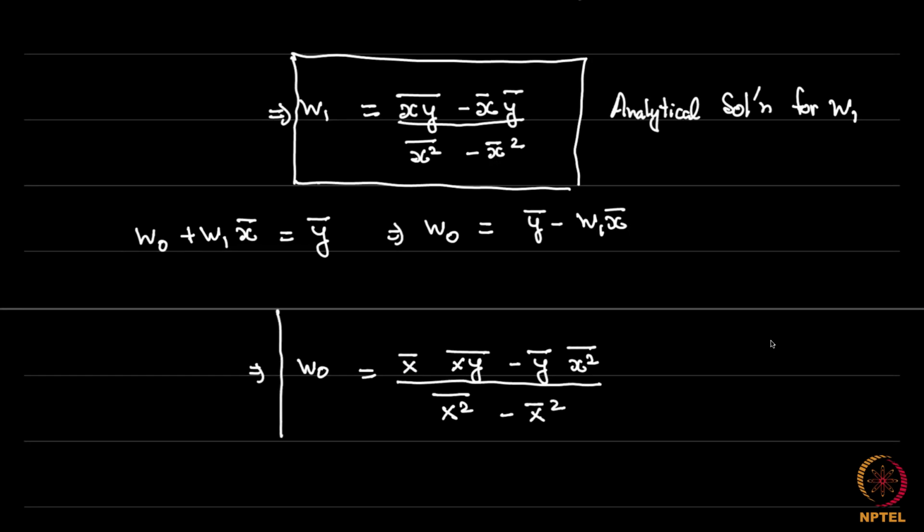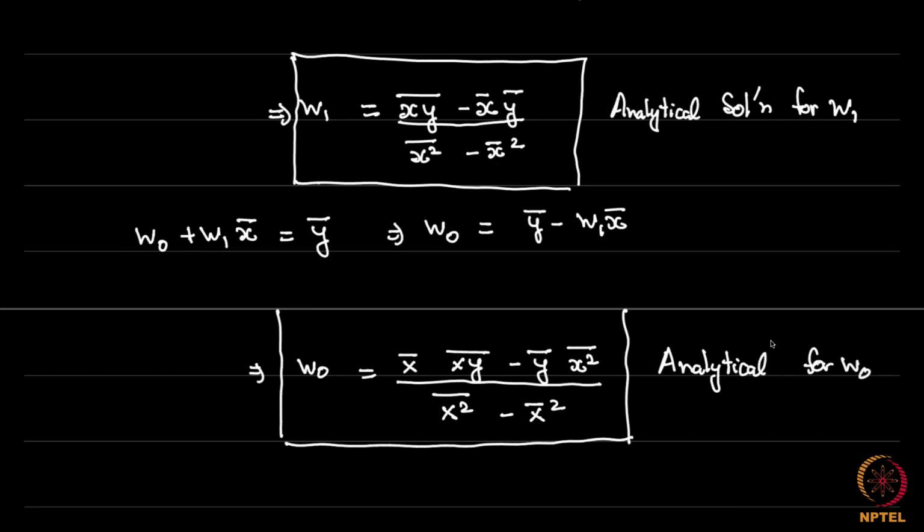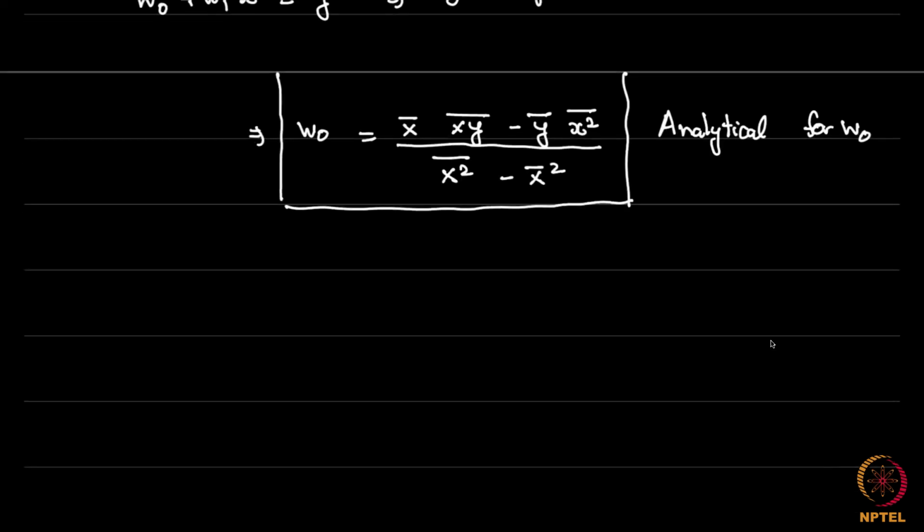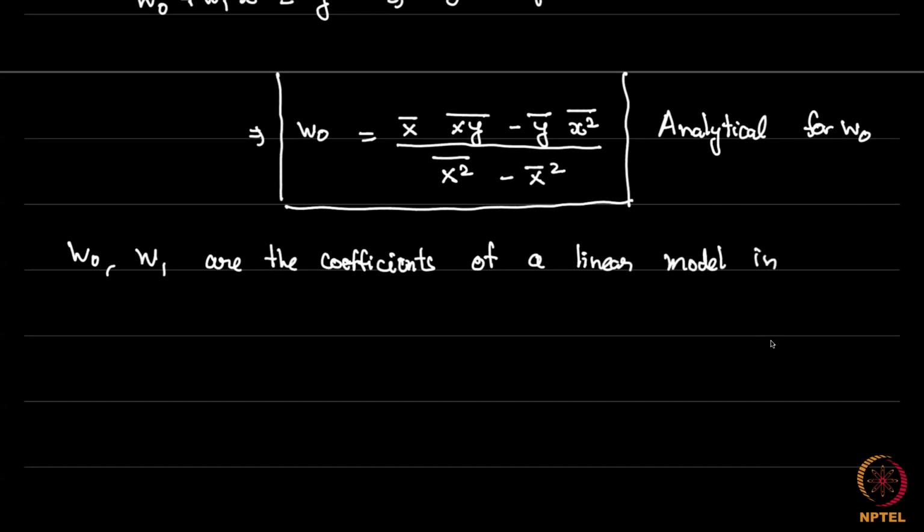So this is the analytical expression for W0. So put together, these are the coefficients of the linear fit of a linear model in one variable. So this, my very specification here, tells you a few things.